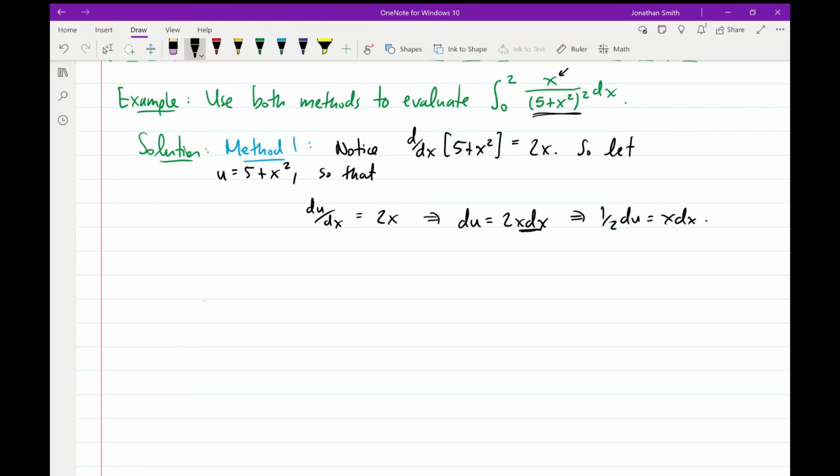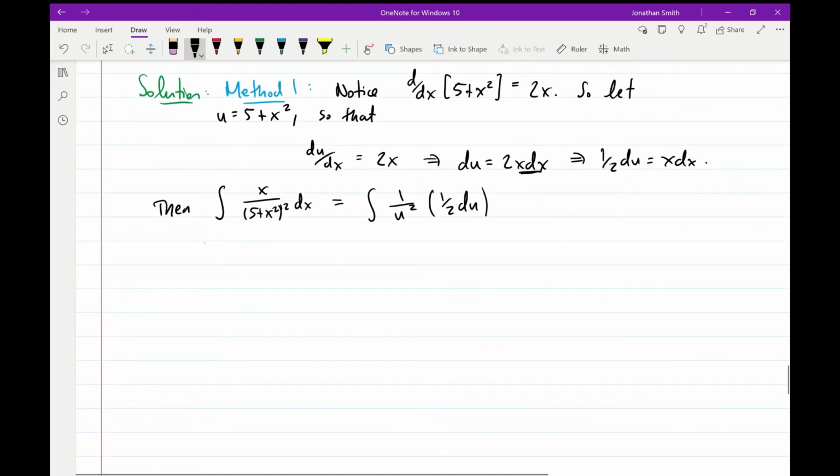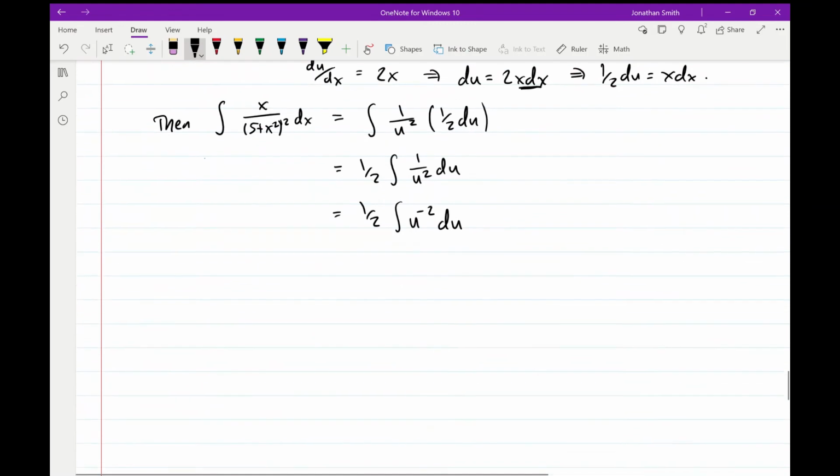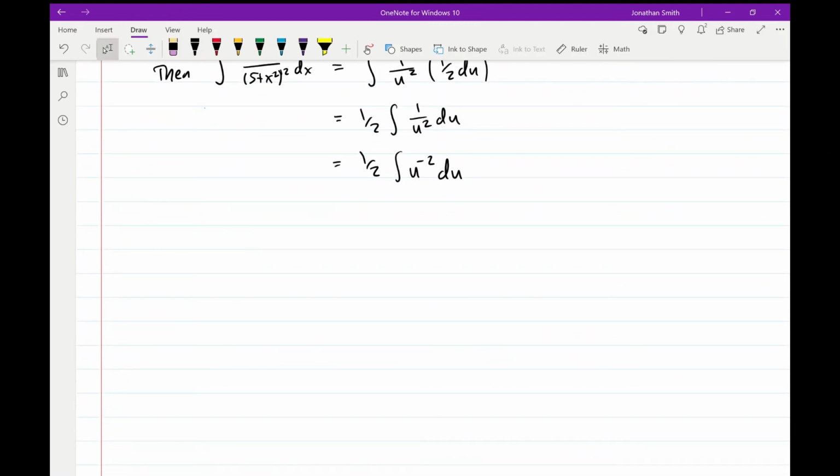Okay, and since we're using this back substitution method, I'm just worried about finding an antiderivative for the integrand here. So we're going to look at the indefinite integral of x over (5 plus x squared) squared dx, and now substitute in with our u. So we end up with a 1 over u squared times 1/2 du. And I can make this look a little bit better. So we can take the 1/2 out of the integral and just get a 1/2 times the integral of 1 over u squared du. And now rewrite that as 1/2 times the integral of u to the negative 2 du. And now I know how to integrate u to the negative 2.